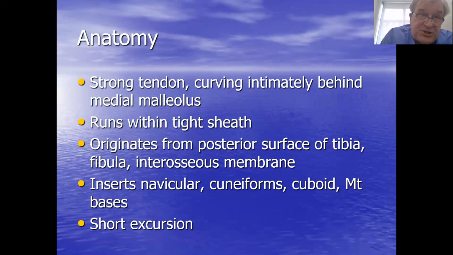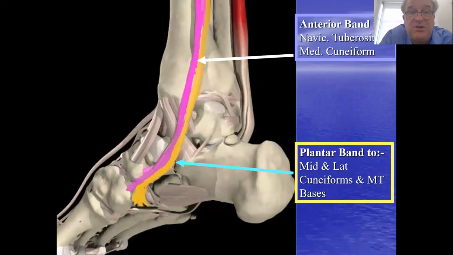It has a short excursion in the sense that it's a strong stabilizing tendon as opposed to the long flexors and extensors, which have a long elastic type excursion. So if you cut it, it doesn't spring too much. Here you can see some anatomists think there's two bands to it, an anterior and a plantar band. To be honest, I've never seen this in clinical practice, but you can see the root of this from behind down below and into the navicular tuberosity and so on.